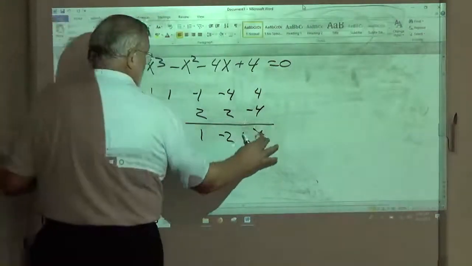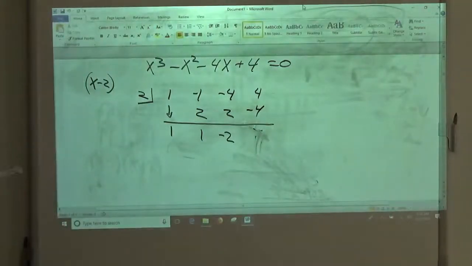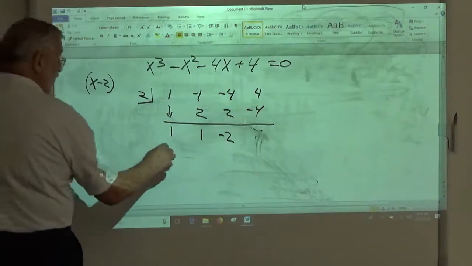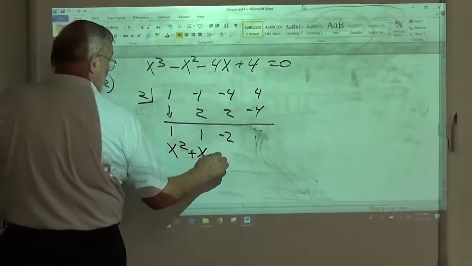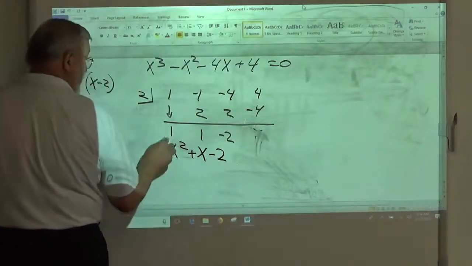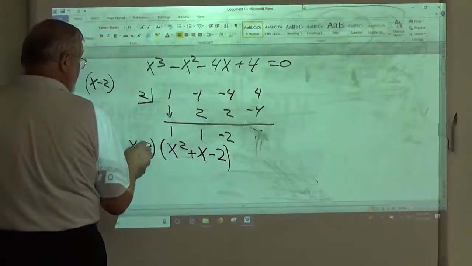Whoops, I want to put an X there. Alright, now I don't write that 0 there. If it was a remainder, I'd write it. Now, that means that this is x squared plus x minus 2. And my other one is x minus 2.